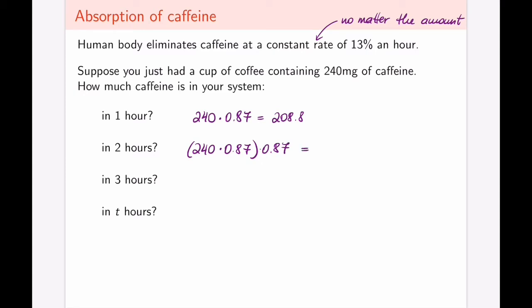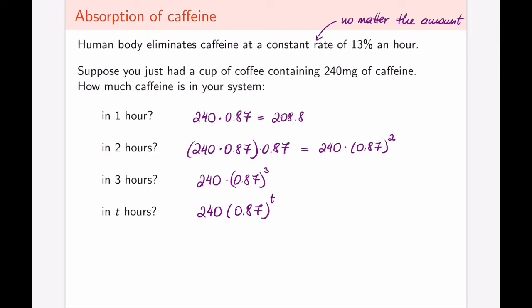You notice already that we're seeing a familiar pattern. I have applied 87% to 240 twice by the time I got to the 2 hour timestamp. In 3 hours, this factor of 87% will be applied 3 times, and therefore I can simply shorthand write that in 3 hours I'm going to have 240 times 0.87 to the power of 3, and in T hours I can simply state that it's going to be 87% taken T times from the initial amount of 240.